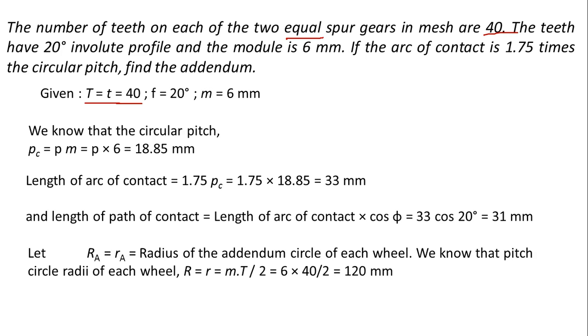And then the teeth have a 20 degree involute profile. So here the angle phi value is given, that is 20 degree. And then module is given as 6 mm. And one condition is given: if the arc of contact is 1.75 times that of circular pitch, you have to find out the addendum. Okay.